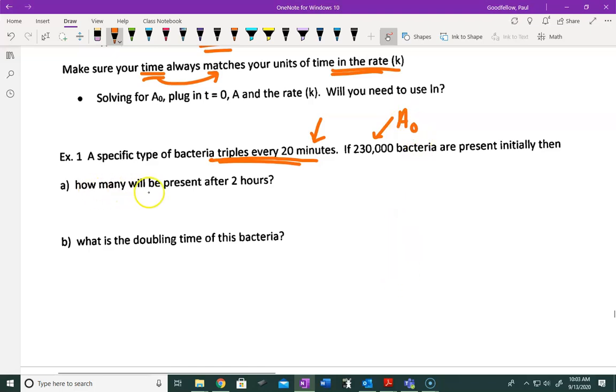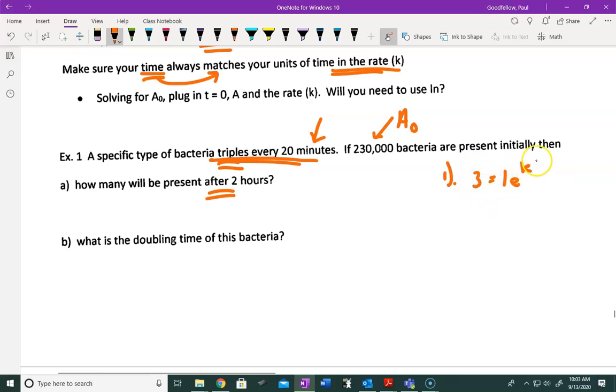Now, if I want to know how many are present after 2 hours, the first thing I'm going to have to do is I'm going to have to figure out what k is. So there's like a separate problem over here on the side where we're going to need to talk about what is the k value. And that comes from this tripling amount. So if I said I had 1 bacteria, how long would it take for it to become 3 bacteria?